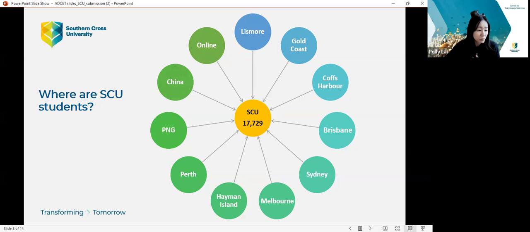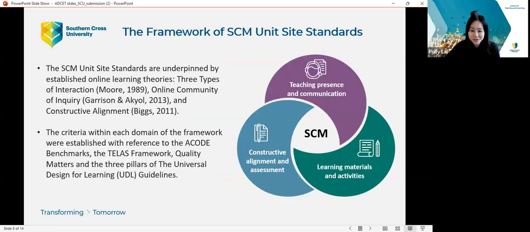So what is the framework of the Southern Cross Model unified standards? We take into account, and are also underpinned by, several online learning theories. For example, Moore's three types of interaction, Garrison's online community of inquiry, and Biggs's constructive alignment. And then we take universal design for learning into consideration to enhance an inclusive and effective online learning experience for each individual.